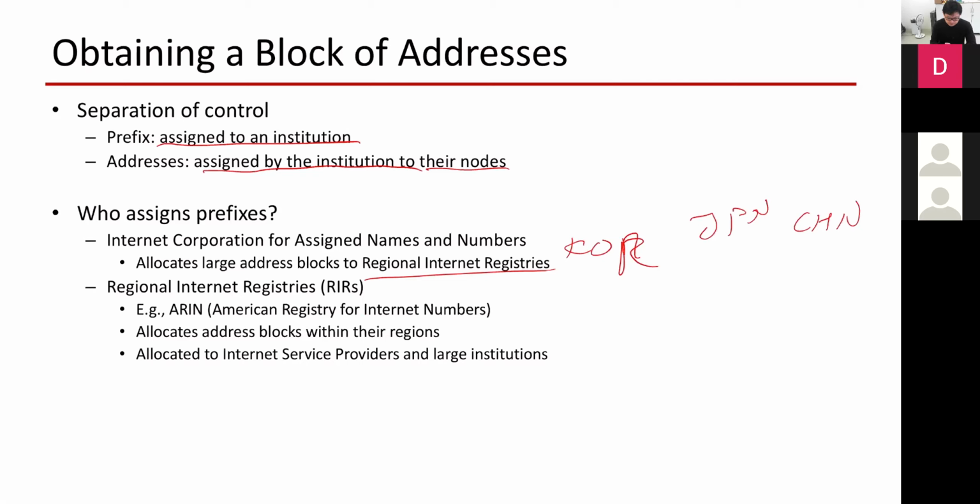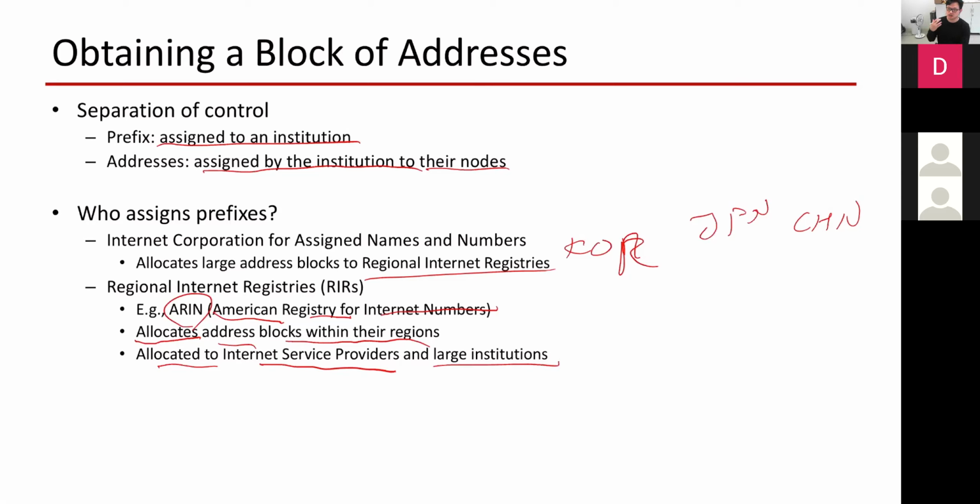ARIN is the American Registry for Internet Numbers, and we have one for Asia, including Korea. They allocate address blocks within their regions to internet service providers and large institutes. SUNY Korea only uses KT or SKT, but if your institute is large enough, you don't need to rely on KT, but can use your own network. But an own network does not work properly, because KTs periodically update for their services. They update physical routers every 2 years, and SUNY, SNU cannot handle that fast.